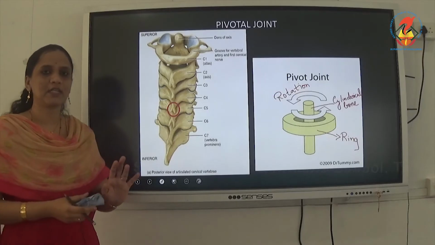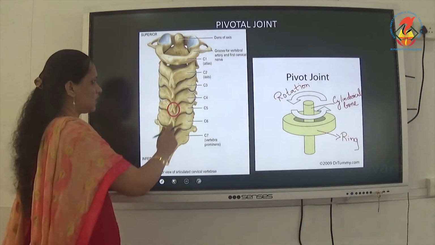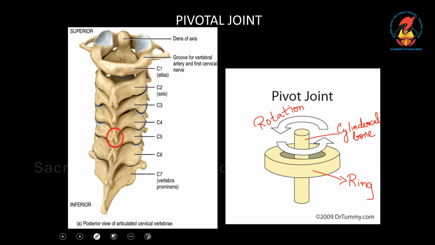So where is it present? It is present in the neck region. So this is your spine or your vertebra. You can see a cylindrical bone here and it rotates in a ring like structure. So that is your pivotal joint.